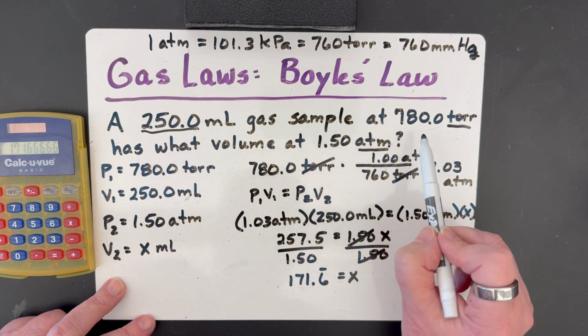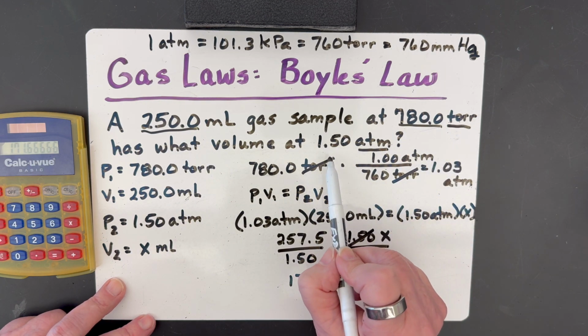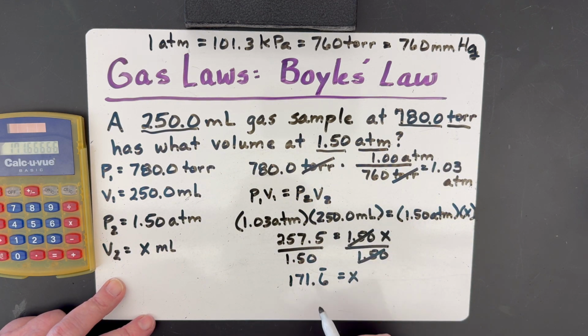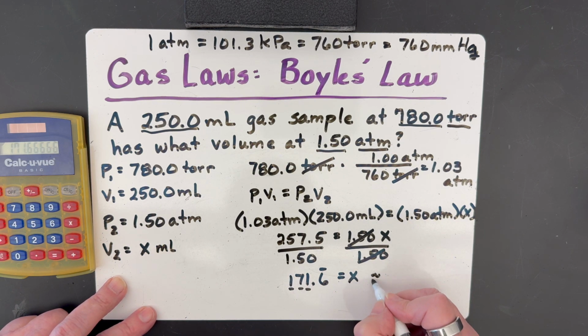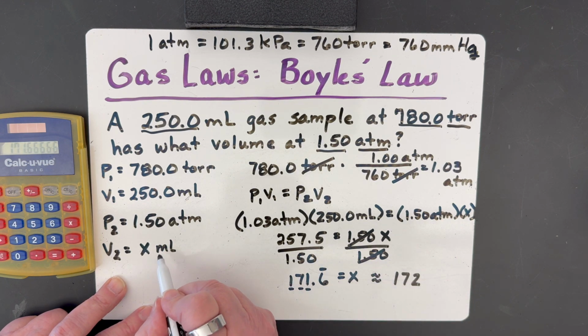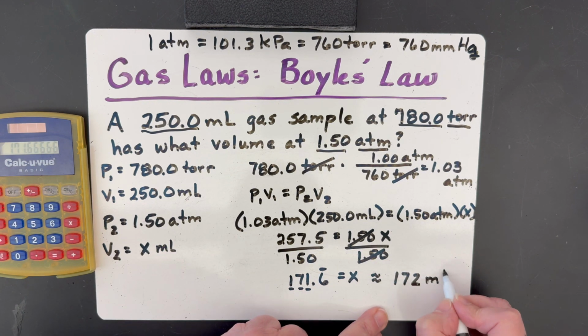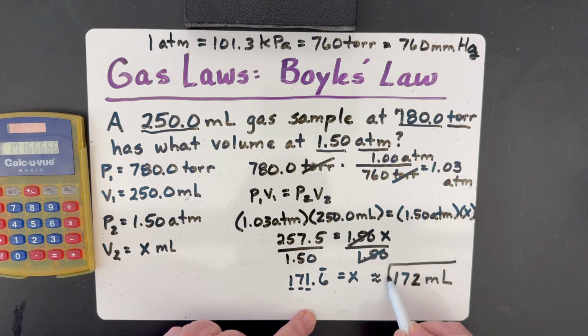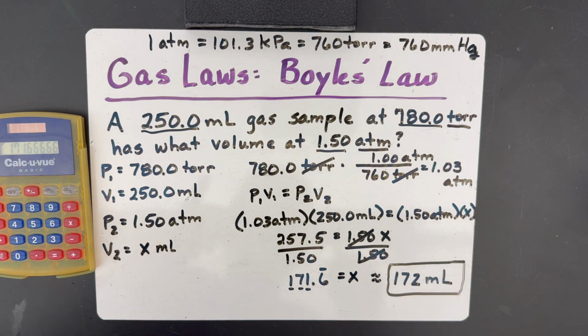4 sig figs, 4 sig figs, 3 sig figs. Don't use your conversion factors when figuring this out. Just use your original problem. So we want to keep 3. So our answer is going to be 172, and we're solving for volume in milliliters. And that's our final answer.